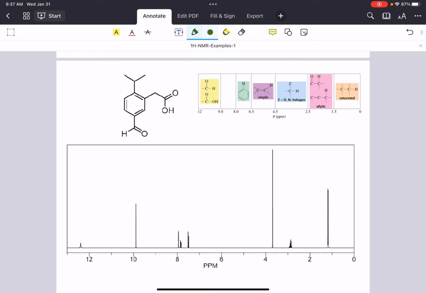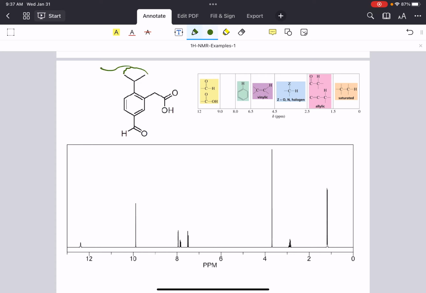Here's another one. If we want to look at different types of signals we would expect here, 2 equivalent methyl groups, I would call this A. This CH would be B. Got a series of hydrogens on the aromatic ring, C, D, and E again. I've got a hydrogen F on this aldehyde. And I have a CH2 here, which I can call G. And I have one hydrogen on the OH of the carboxylic acid, which we'll call H.